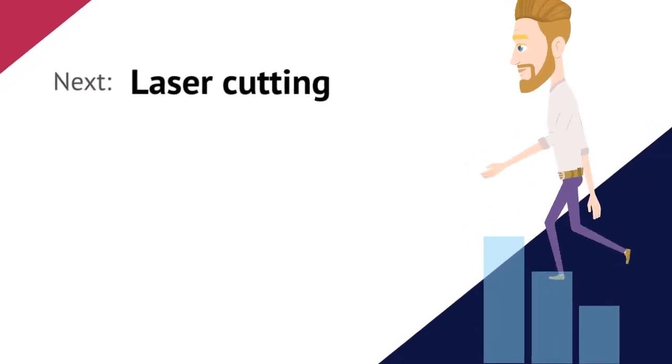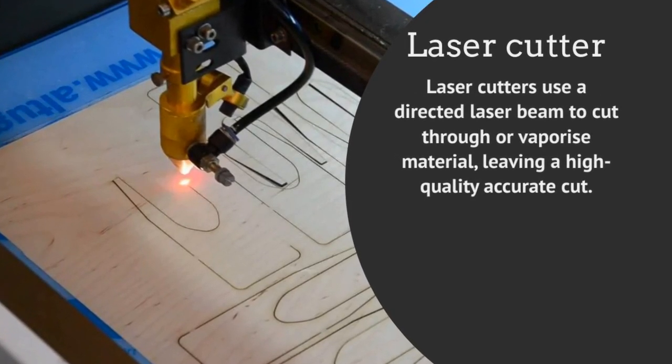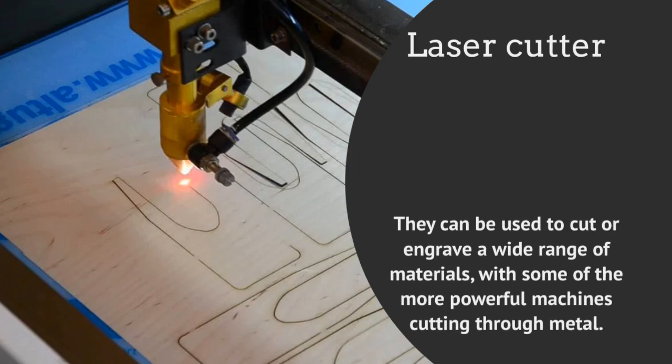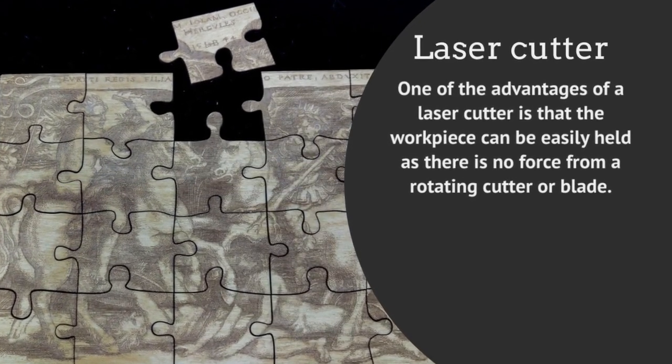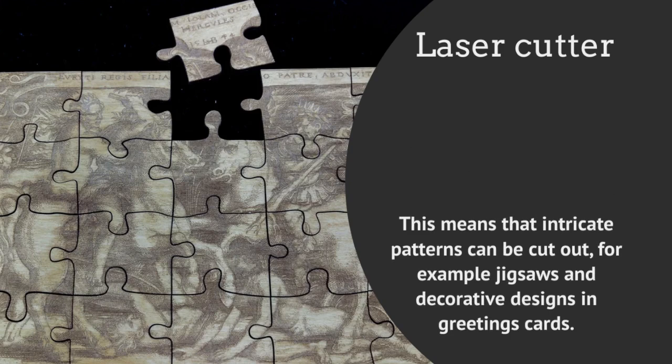Next, laser cutting. Laser cutters use a directed laser beam to cut through or vaporize material, leaving a high-quality, accurate cut. They can be used to cut or engrave a wide range of materials, with some of the more powerful machines cutting through metal. One of the advantages of the laser cutter is that the workpiece can be easily held as there is no force from a rotating cutter or blade. This means that intricate patterns can be cut out, for example, jigsaws and decorative designs in greeting cards.